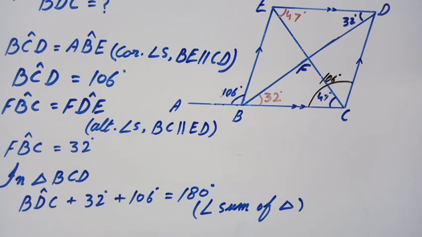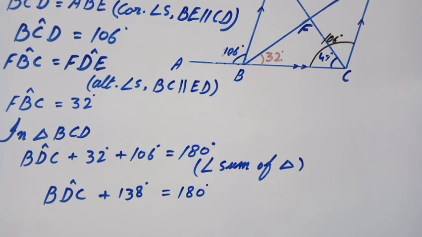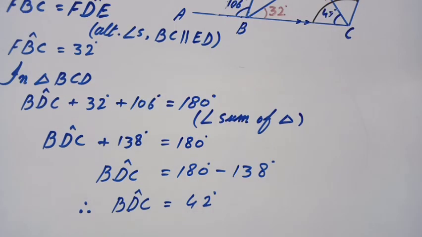In the triangle BCD, angle sum of the triangle. Now we shift this 138 to the other side with change in its sign. Hence we have found that BDC is equal to 42 degrees, right?